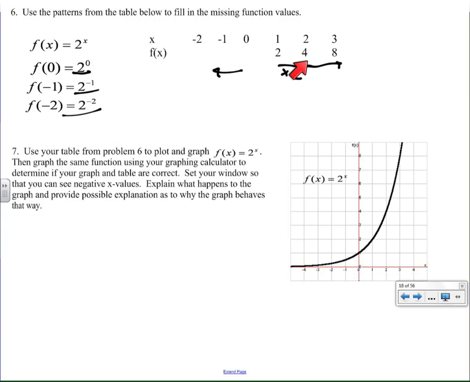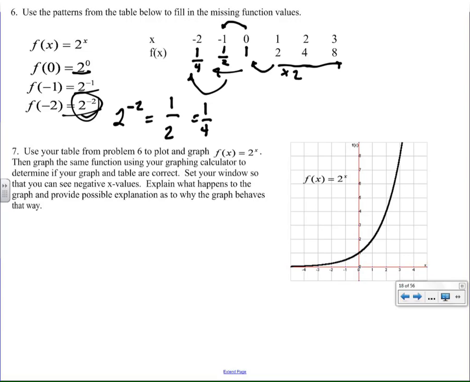So 2 times 2 is 4, 2 times 4 is 8, the next one will be 16, the next one will be 32. I keep doubling. In that case, if I was to go backwards, 8 divided by 2 is 4, 4 divided by 2 is 2, so I should probably follow the pattern and go 2 divided by 2 is 1. And then 1 divided by 2 is a half, and a half divided by 2 is 1/4. So that means that 2 to the negative 2 power is equal to 1/4.